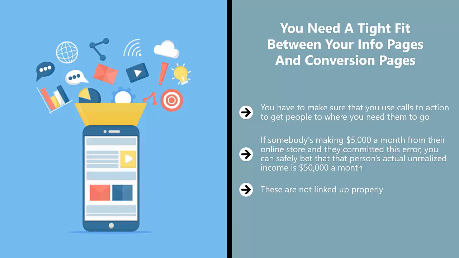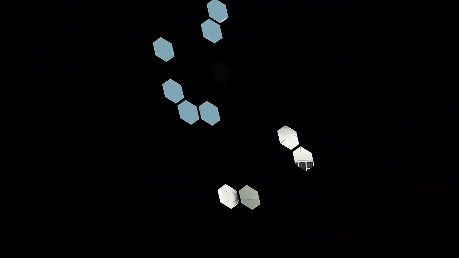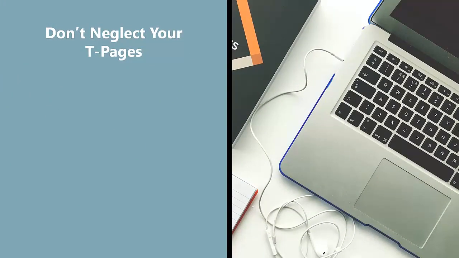Think about the plumbing in your home. If you have a faulty pipe, then regardless of how much water comes through your home, by the time it gets to the faucet, you're just going to have to settle for a dribble. Do you see how this works? The same applies to sales. Don't neglect your T pages. T pages stands for trust pages.